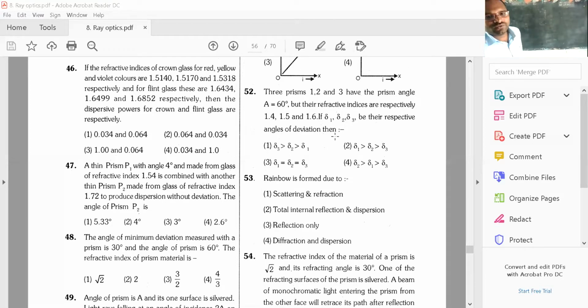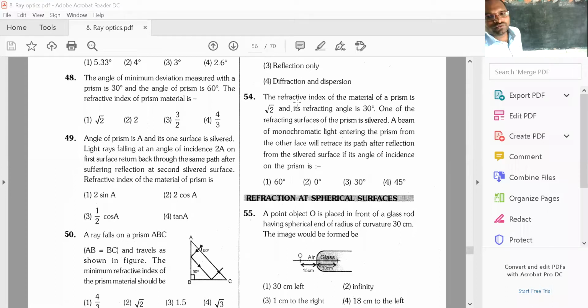Now let us go to question number 54. Question number 54, again an important question. The refractive index of the material of the prism is √2, and the refracting angle is 30. One of the refracting surfaces of the prism is silvered. Again, same question we have already discussed. A beam of monochromatic light entering the prism from the other face will retrace its path after reflection from the silvered surface if its angle of incidence on the prism is... We need to find the angle of incidence.